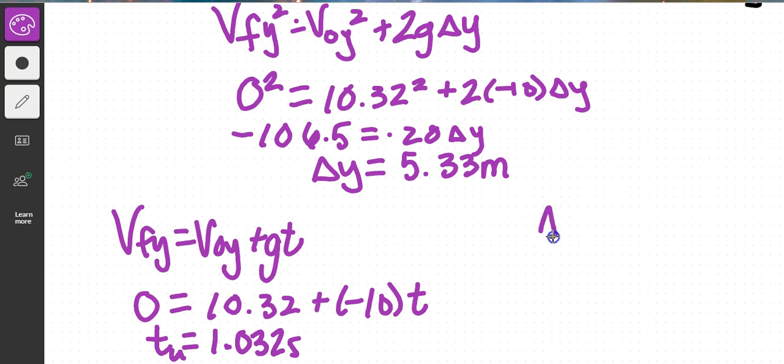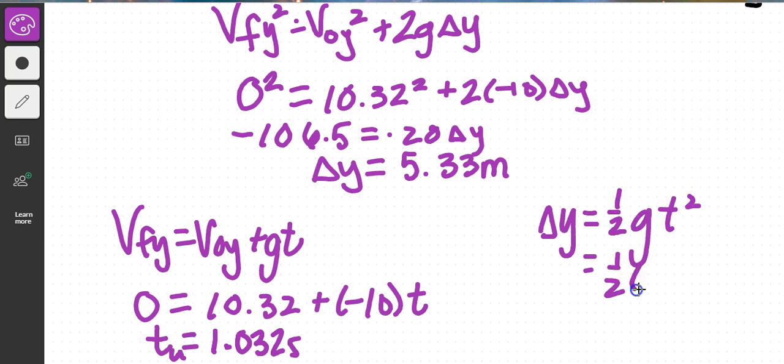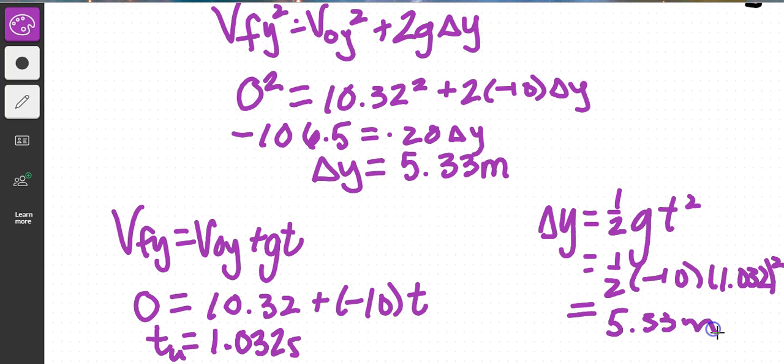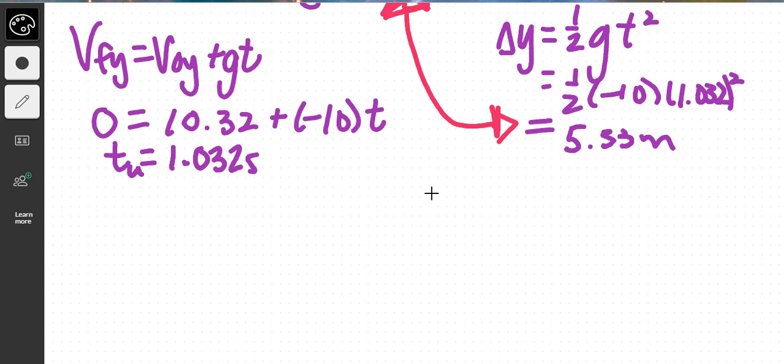Okay, now if we use the free fall equation, delta y is 1/2 gt squared, that's going to give us 1/2 negative 10 times the time of 1.032 squared, which will result in a 5.33 meter height, which is the same in between these two. So we're going to have both of these. Those are your options for both of the formulas. So both methods are going to yield the appropriate maximum height, which is going to be 5.33 meters.